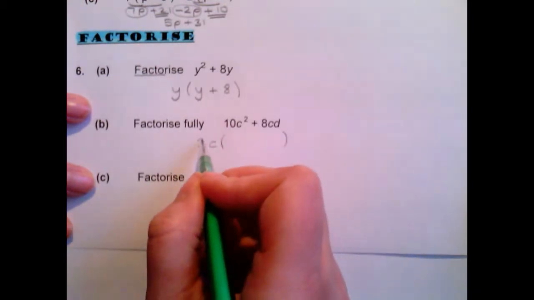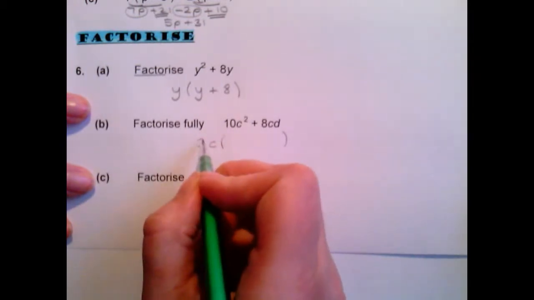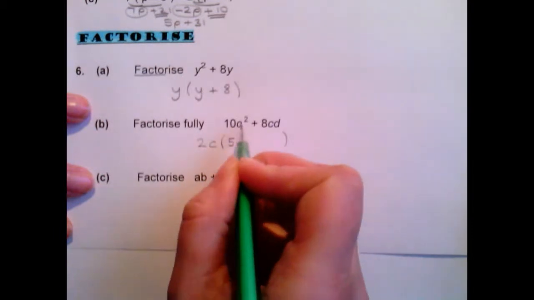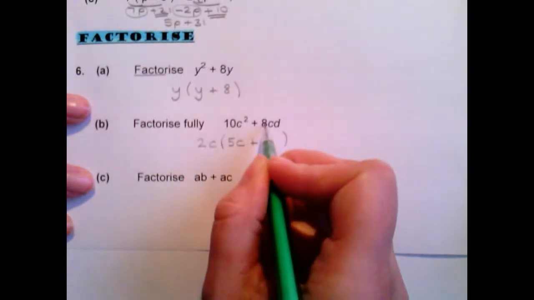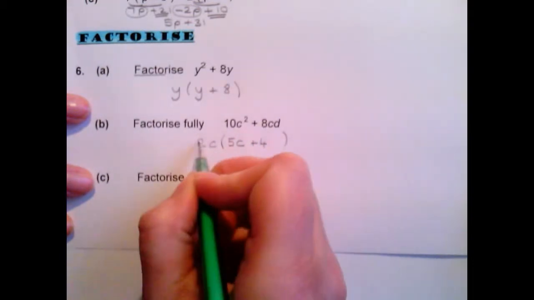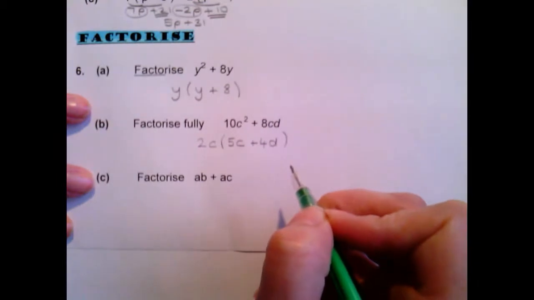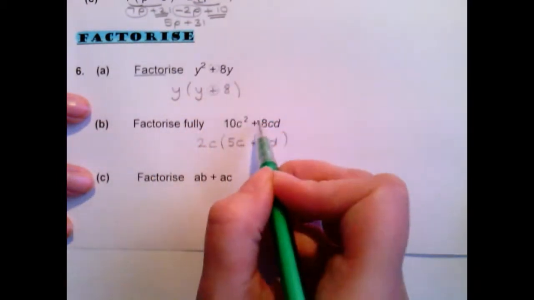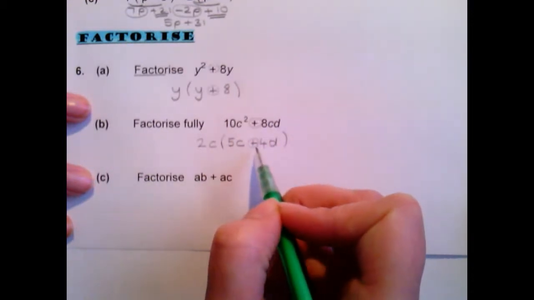And then work backwards, so 2c times what will get you 10c squared? Well, you would need the 2 times the 5 to get the 10, and the c times the c to get the c squared. And then over here, 2 times what will get you 8? It would be 4, and the c times d would get you cd. Whatever the sign is here, that's the sign that you will have in your answer. So if it's a plus in the question, it will be a plus in your answer.